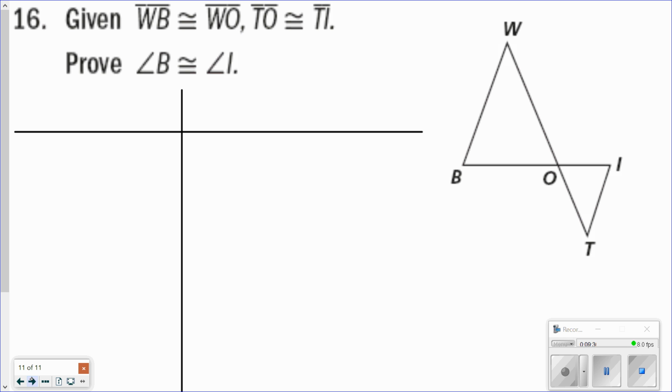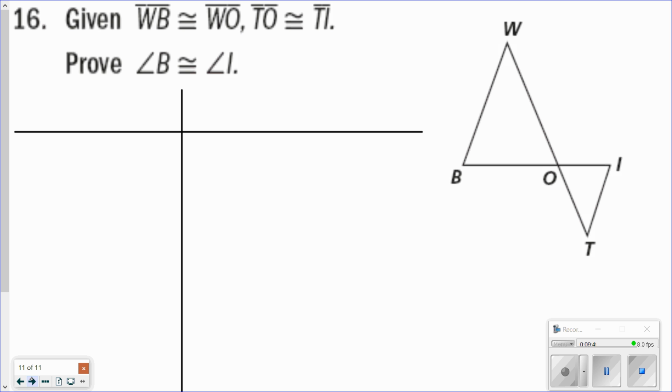And finally, we have a proof here. So we are given that WB is congruent to WO. We are also given that TO is congruent to TI. We want to prove that angle B is congruent to angle I. All right, so here's my proof. What's the first thing I need to write?